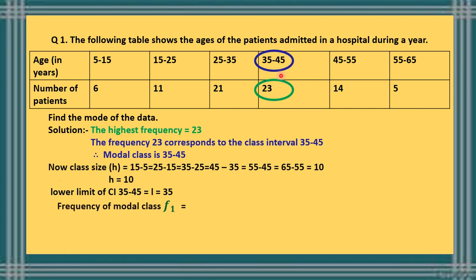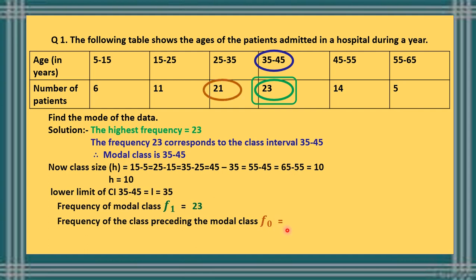Now the lower limit of the class interval 35 to 45, that is L, is 35. Frequency of the modal class, f1, is 23. So f1 equals 23. Frequency of the class preceding the modal class, that is before, f0, is 21. So f0 is 21. Frequency of the class succeeding the modal class, that means after the highest modal frequency 23, the next is 14. So the frequency of the class succeeding the modal class is 14.